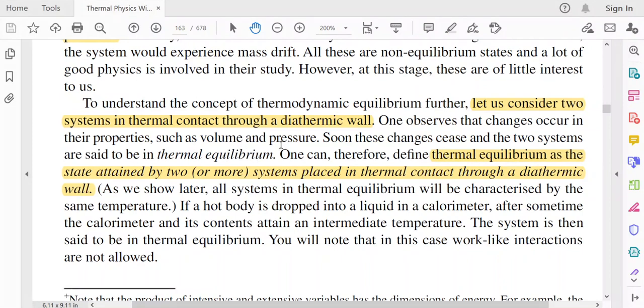At that instance, we will say that the two systems are in thermal equilibrium. One can therefore define thermal equilibrium as the state attained by two systems placed in thermal contact through a diathermic wall. If a hot body is dropped into a liquid in a calorimeter, after some time the calorimeter and its contents attain an intermediate temperature. We all know about this concept. At that time, the system is said to be in thermal equilibrium. So this is one example of how thermal equilibrium occurs.